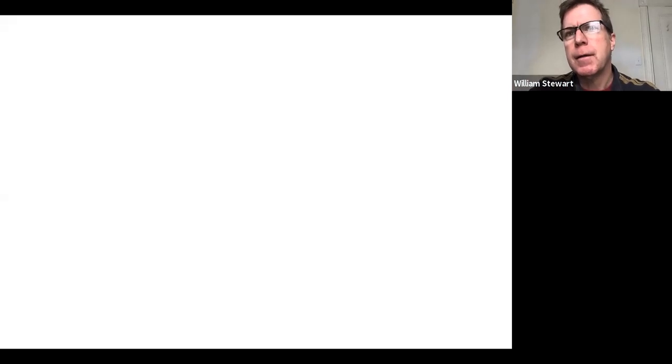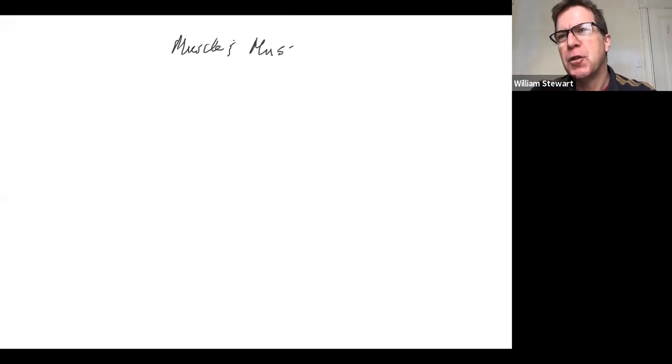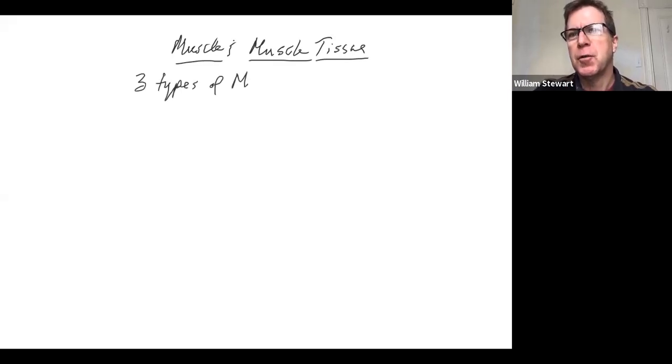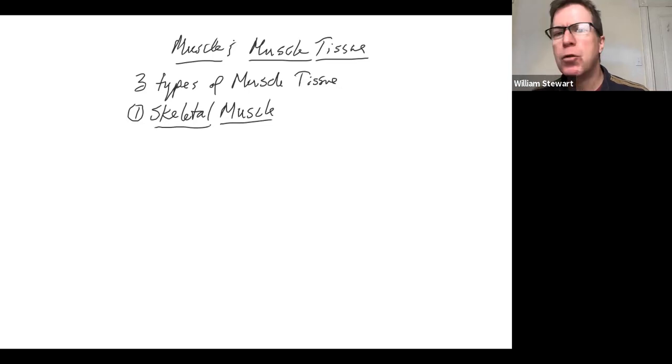So I'm just going to write muscle and muscle tissue. And there are three types of muscle tissue. First one is skeletal muscle. That's what you and I think of when we hear the word muscle. Skeletal muscle is the stuff that's attached to our bones and enables us to move our bodies, move our appendages.